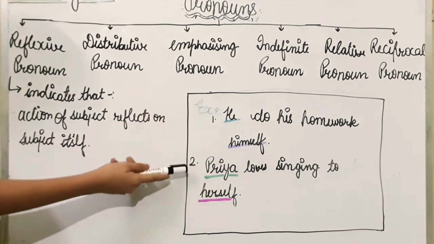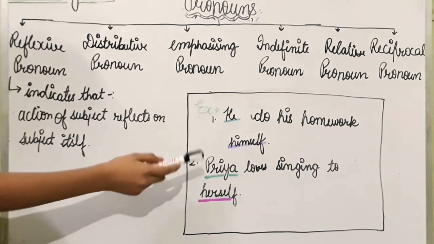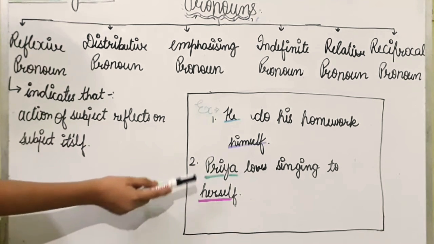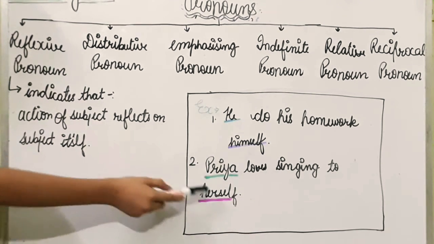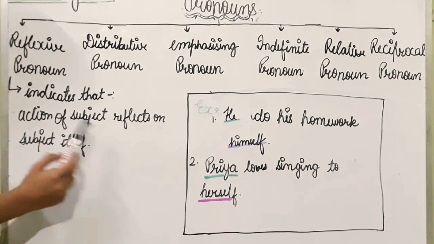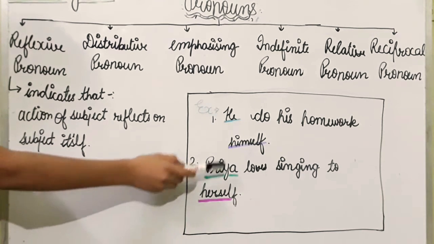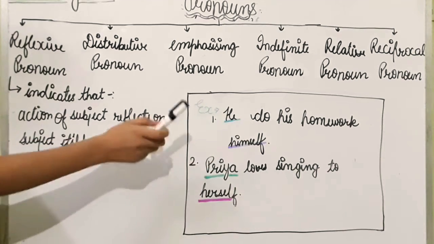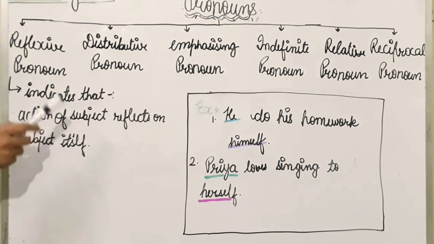In the second example also, like Priya loves singing to herself. So here herself is the word that is used for Priya and herself is the action that it is describing, that she loves singing. So this was the reflexive pronoun.